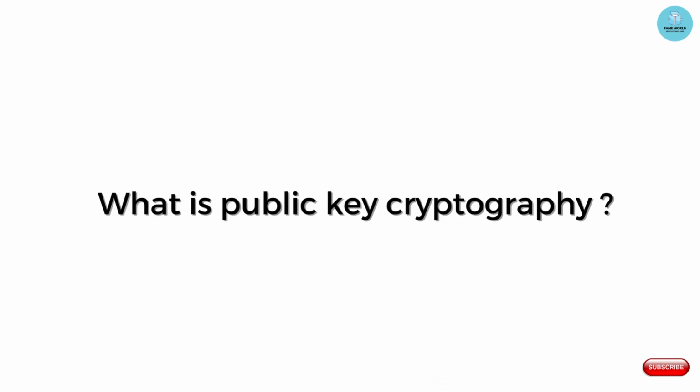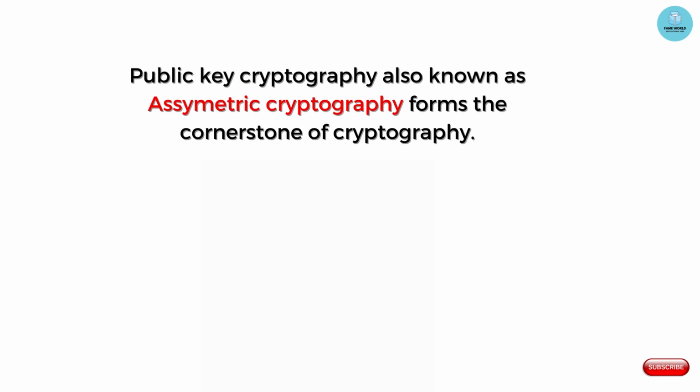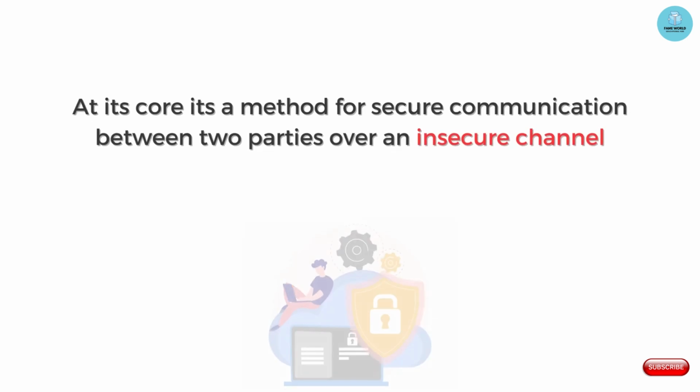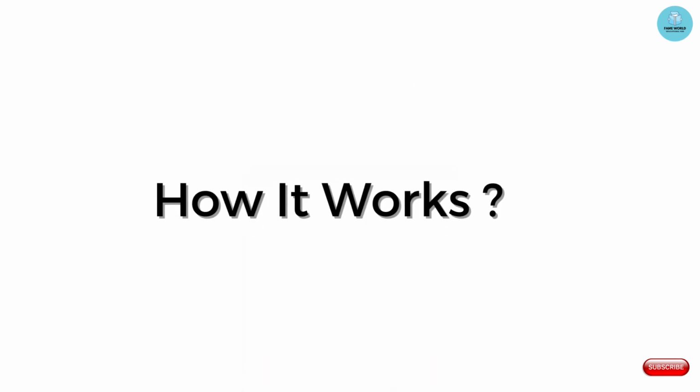What is public key cryptography? Public key cryptography, also known as asymmetric cryptography, forms the cornerstone of blockchain security. At its core, it's a method for secure communication between two parties over an insecure channel. Let's talk about its working.